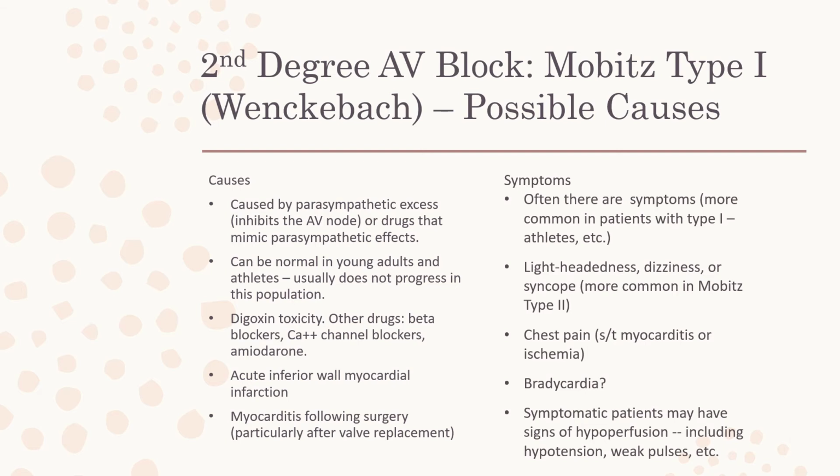It is more common to have symptoms in Mobitz type 2. And again, as with a lot of these rhythms, we're going to be concerned about them based on what the patient presentation is. Are they having chest pain? Are they bradycardic? Is the heart rate really, really slow? Not only is the heart rate slow, we're dropping a QRS every 3 or 4 P waves, so that makes things even worse. Symptomatic patients may have signs of hypoperfusion, including hypotension and weak pulses.